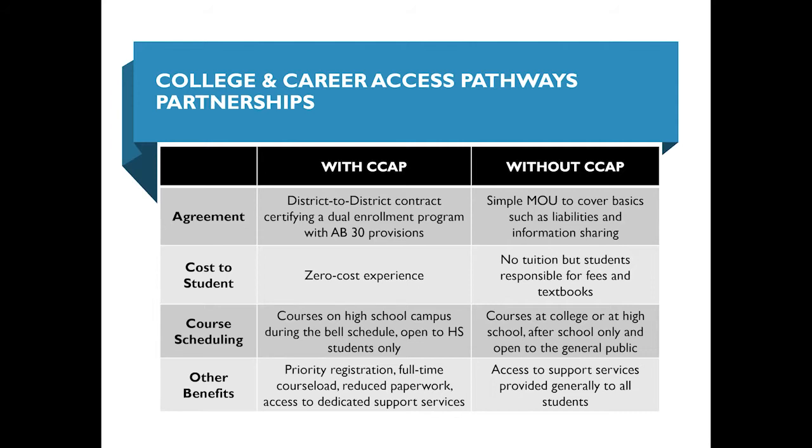For us, a dual enrollment partnership is governed by AB 30, which is the College and Career Access Pathways Partnerships law. There are major benefits that AB 30 and the CCAP agreement will allow compared to a dual enrollment without CCAP. Again, this is just a high level overview of what the differences are. We've already talked about what you need for a board ratified dual enrollment agreement. It's district to district. It certifies the dual enrollment program with AB 30 provisions and benefits that are triggered. You can do dual enrollment without a CCAP, and it could be as simple as an MOU that just covers basics such as insurance, liabilities, information sharing, the classes that you offer, things like that. It does not need to be board ratified like a CCAP dual enrollment agreement needs to be.